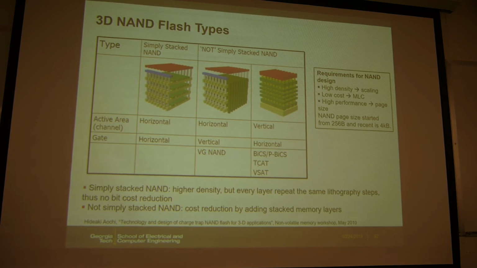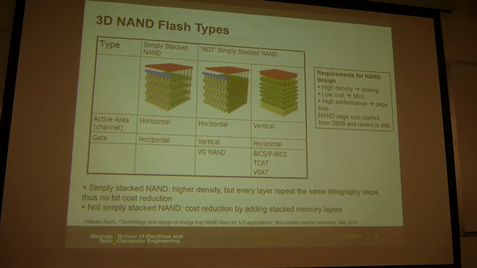So the channel is still horizontal, and the gate is still horizontal. It's like a planar transistor, but you just build one more layer on top of each other. But this one is not good. The reason is that you save some silicon area. However, the fabrication cost does not scale in this case. So you need to understand what contributes to the cost of the memory cell.